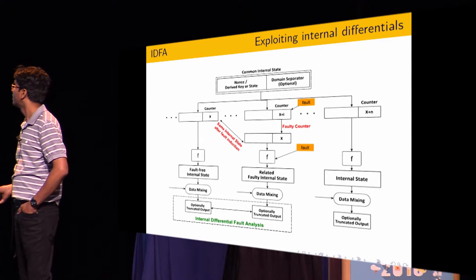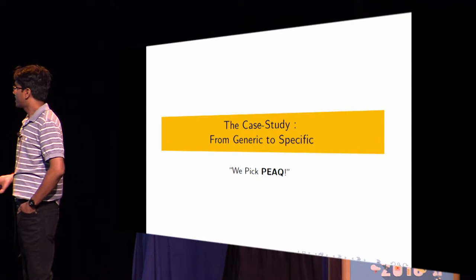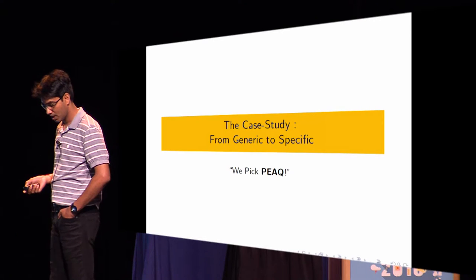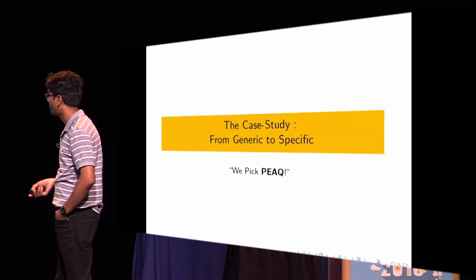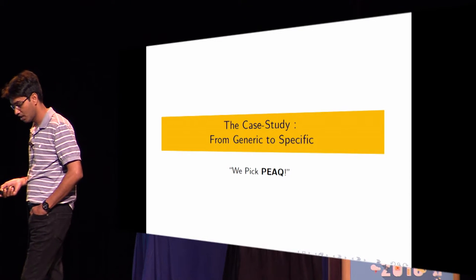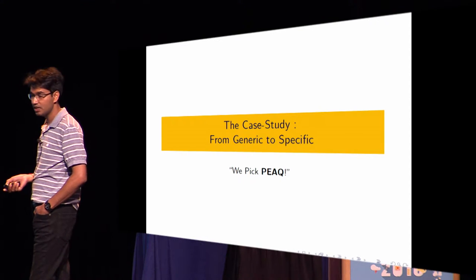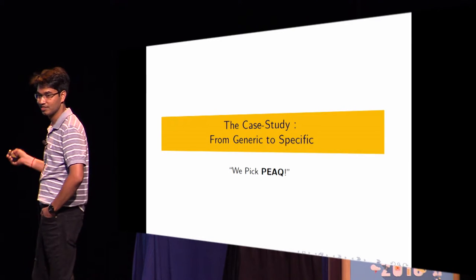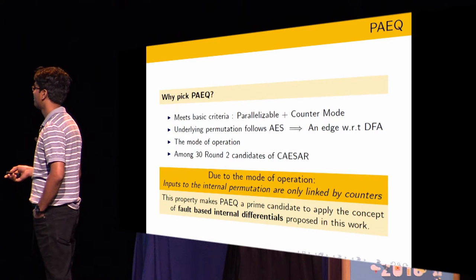That's the overall idea. So as the case study, they pick the PAEQ algorithm. It is a candidate in the CAESAR competition in the second round, but it went out in the third round.